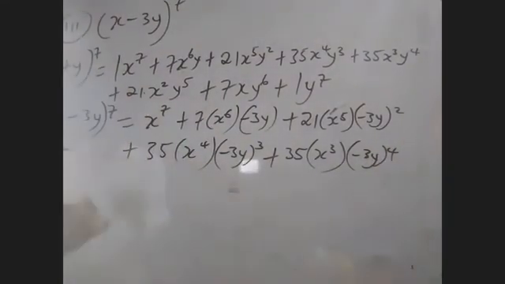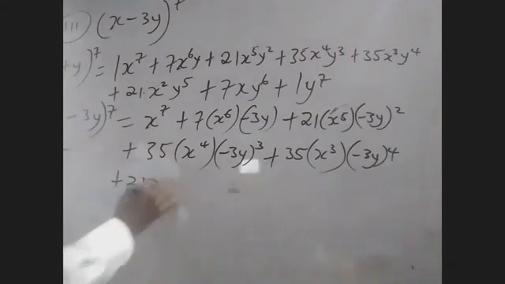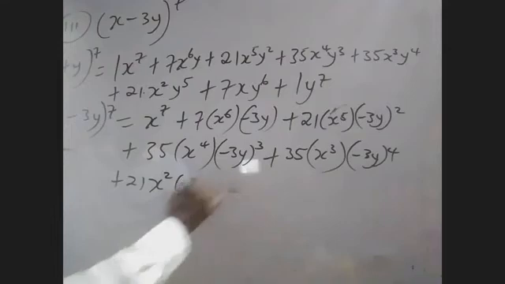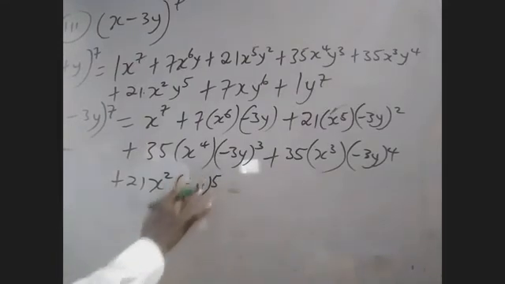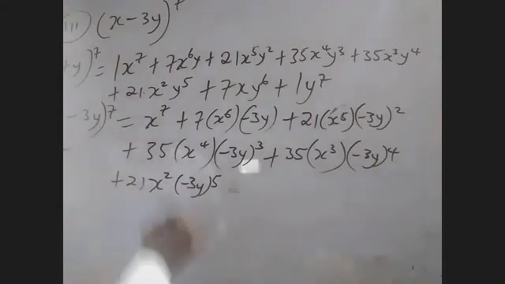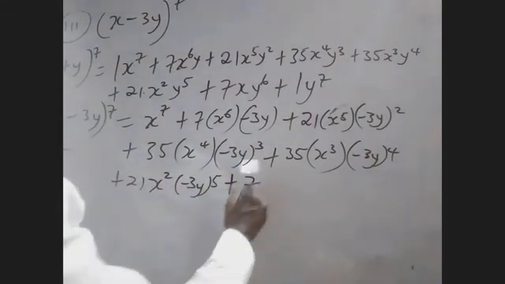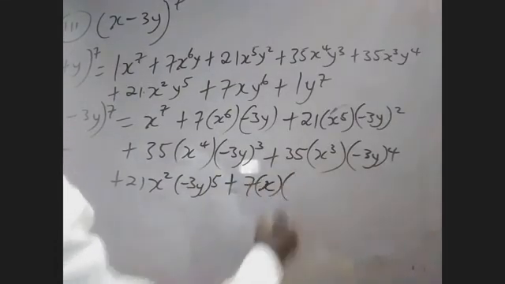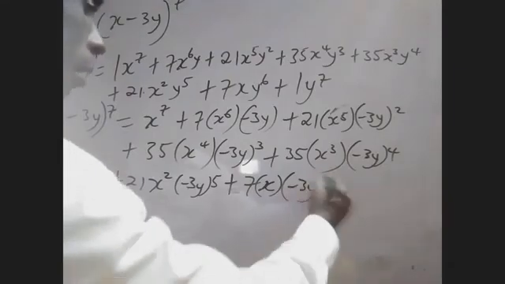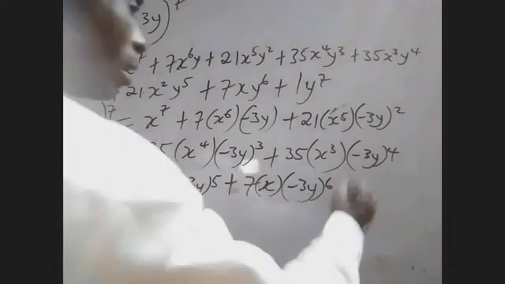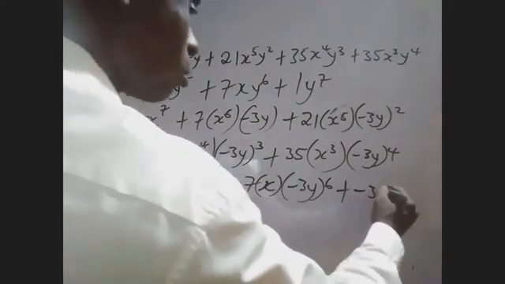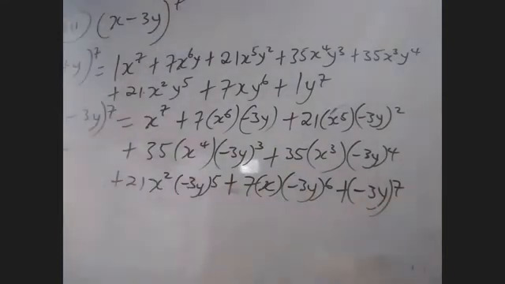Then you come down here, it will be plus 21s^2 (−3y)^5. Then you have plus 7s (−3y)^6. Then plus y, which is −3y, everything raised to the power of 7.